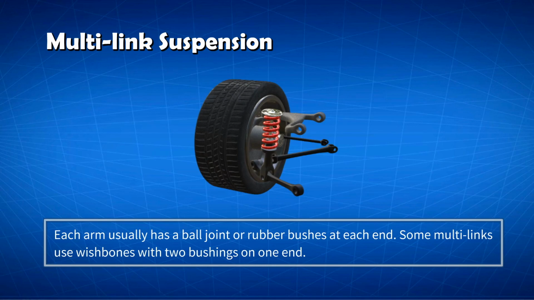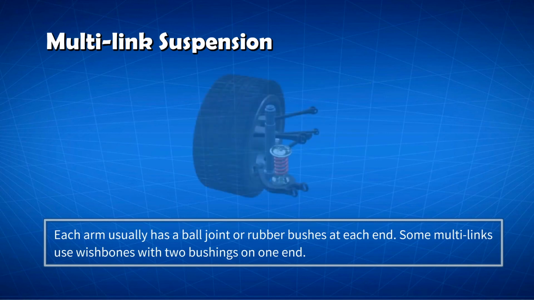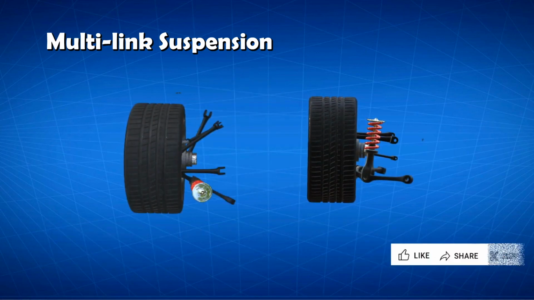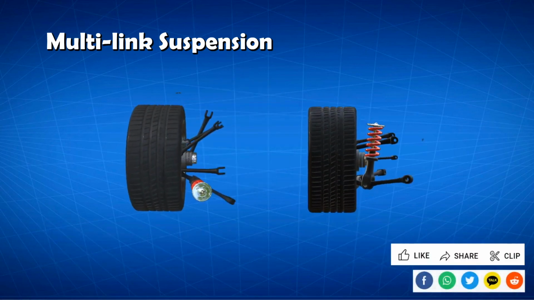Some multi-links use wishbones with 2 bushings on one end. Some multi-links also use trailing arms. As a result, they respond to loads along the arm's length in compression and tension, but without bending.